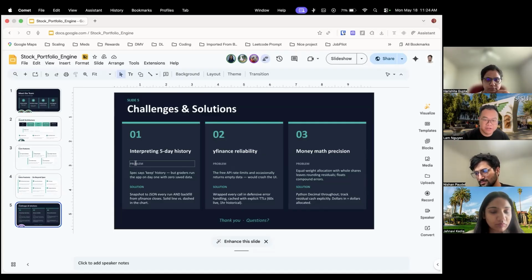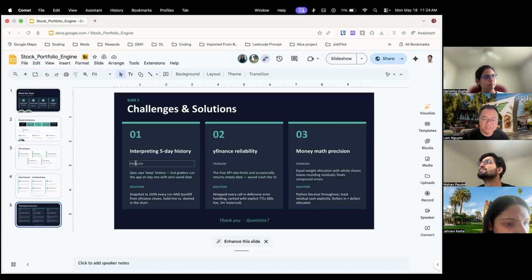We snapshot the portfolio value to JSON each time it's computed, and we backfill missing days using Y Finance historical closing prices. The charts distinguish the recorded snapshots from the backfill, so it's meaningful from the first run. The second challenge was Y Finance reliability.